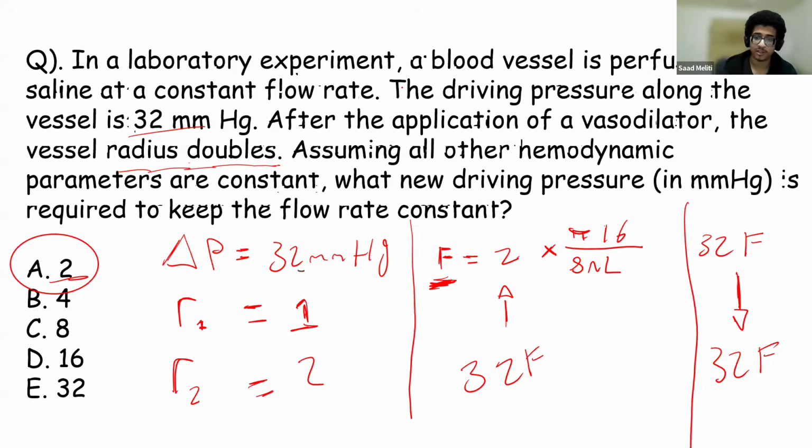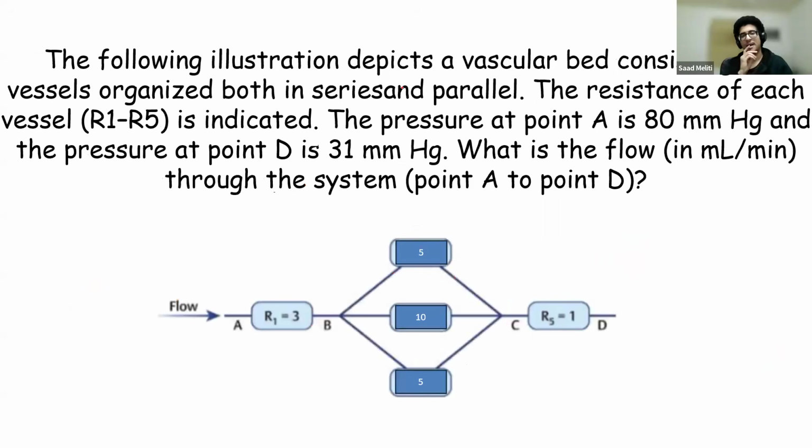If that makes sense, we'll move on to the next question. By the way, I heard you guys got this on your mock, so I changed up the values a little. But right here, we have a series circuit, technically, combined with a parallel circuit, okay? The pressure at point A is 80. The pressure at point D is 31, okay? So it wants you to just calculate the flow. If you guys can do that quickly for me, we'll see if you get it right here.